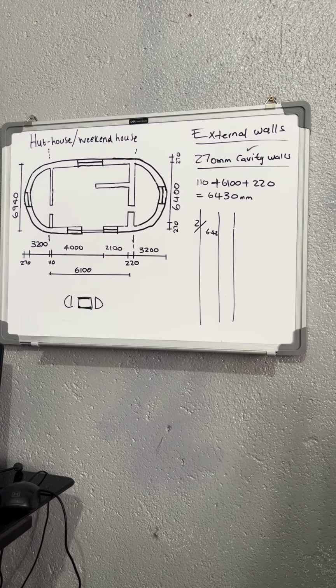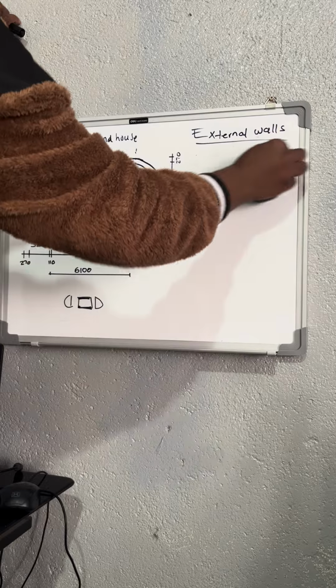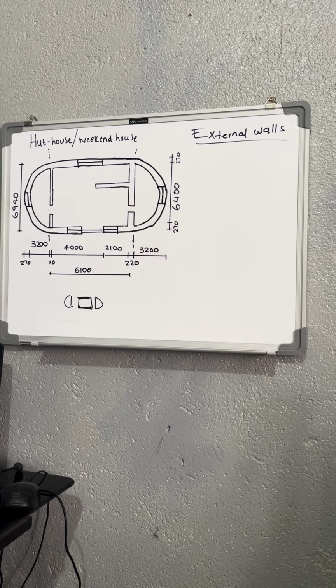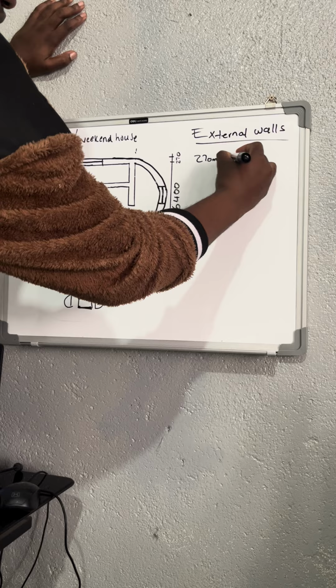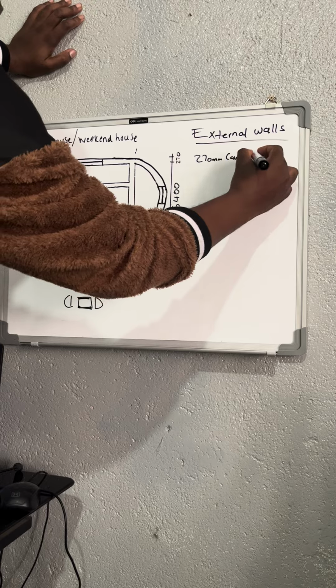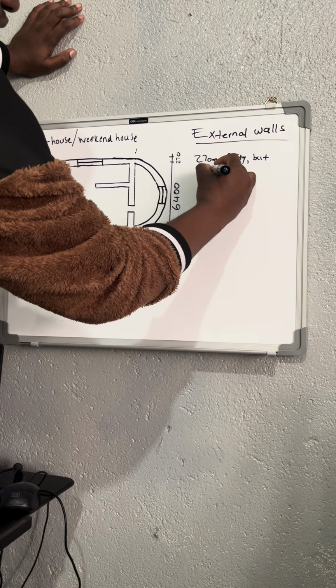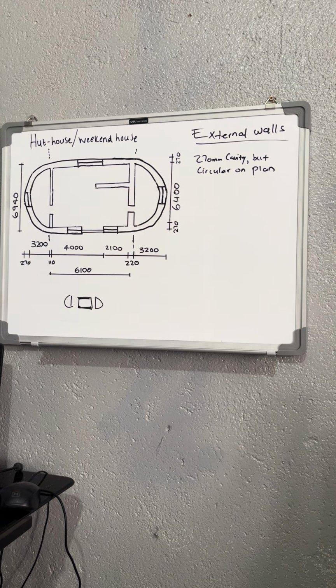Then now you go to the circular part, and remember the circular part, you measure them separately. So you go to the external part, the circular part I meant to say. So now we're going to say we're still on external wall. We have 270 millimeter cavity, but circular on plan, you see. So now we're focused on this wall here.